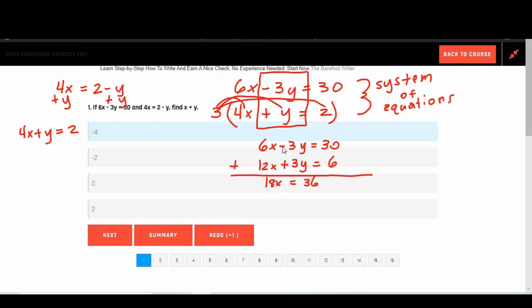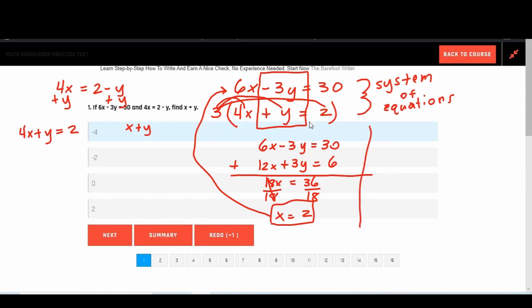Now we're going to solve for x. We can see our y has gone away. Divide both sides by 18 to get x by itself. This crosses out. We're left with x equals 18 over 36, which is just 2. Now, this problem asks us to find x plus y. We know what x is, but to solve this fully, we need to figure out what y is going to be. To do that, we take this x and plug it into either one of the original equations and solve for y accordingly.